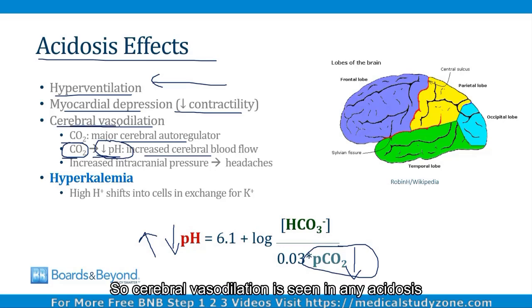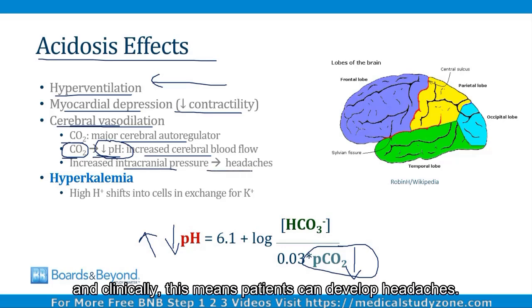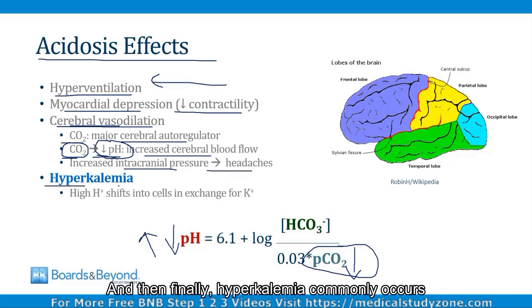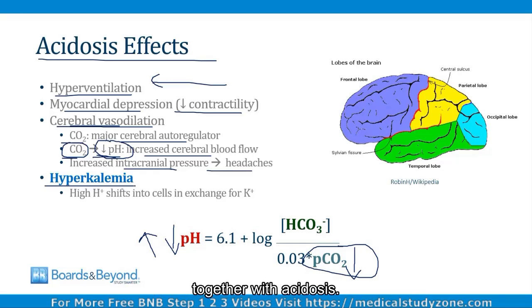So cerebral vasodilation is seen in any acidosis, and it can lead to high intracranial pressure, and clinically this means patients can develop headaches. And then finally, hyperkalemia commonly occurs together with acidosis.